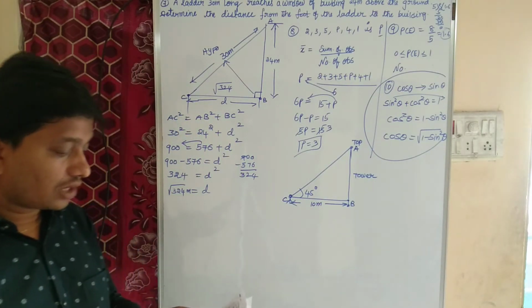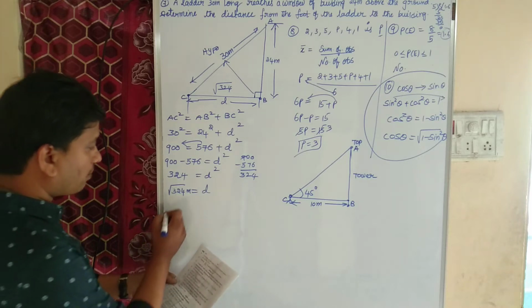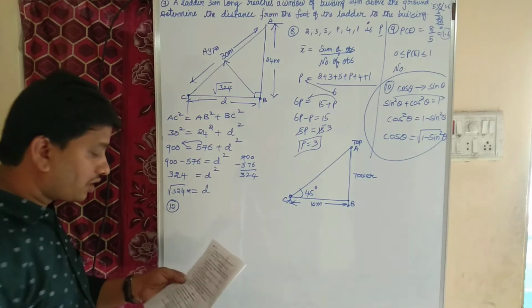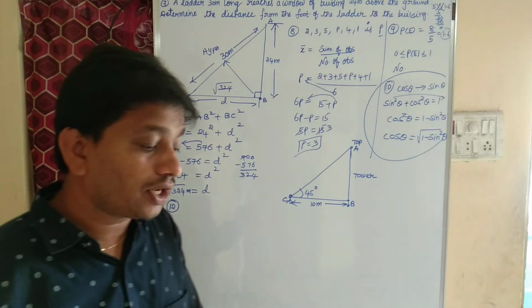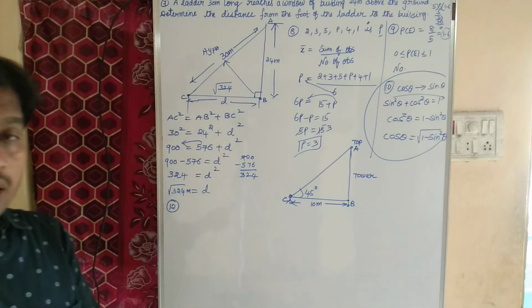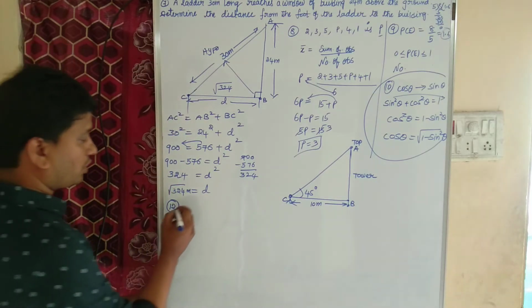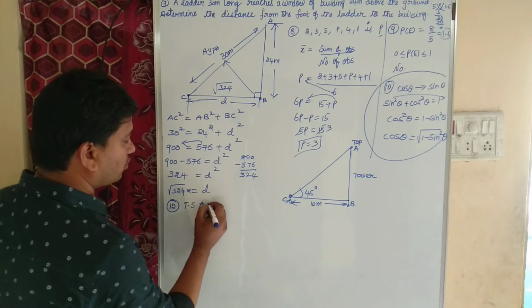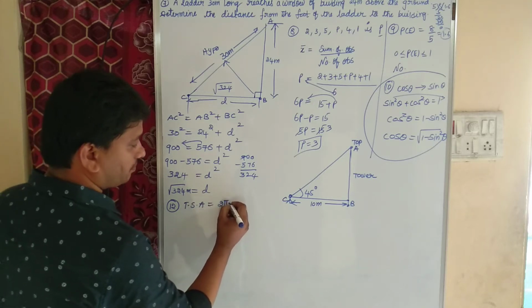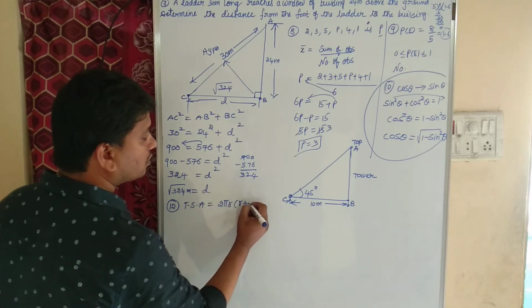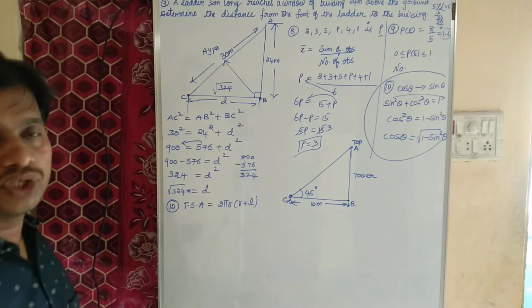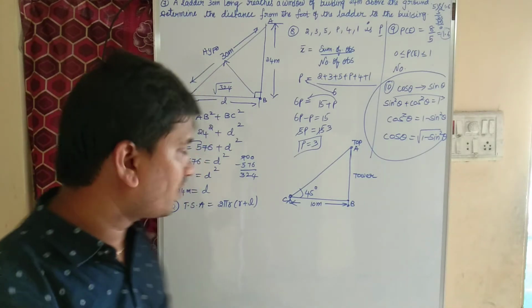Next question, coming to 12th question, write the formula for total surface area of right cone and describe its terms. What is the total surface area of right circular cone? That is 2 pi r into r plus L. Children, what is the total surface area of right circular cone?